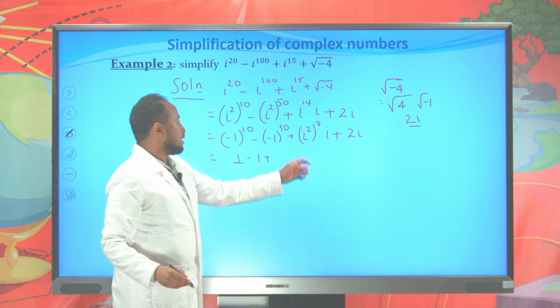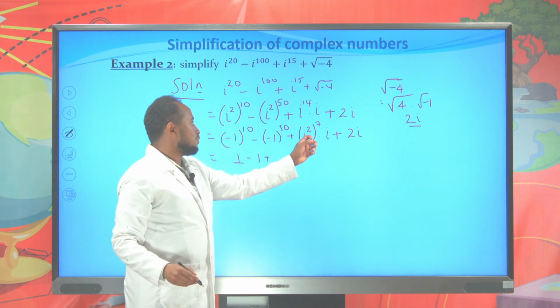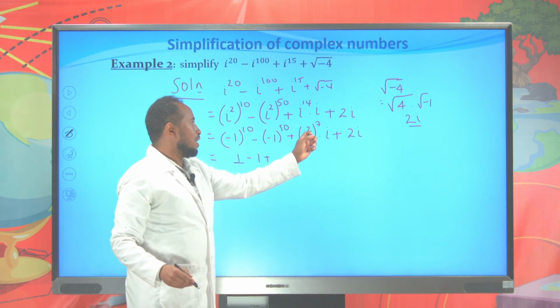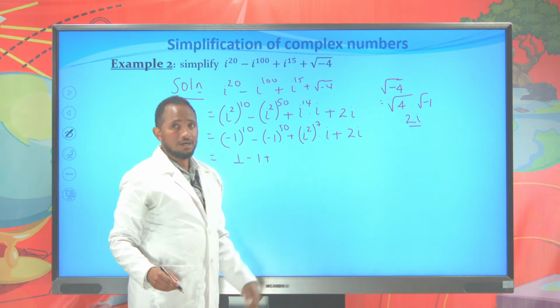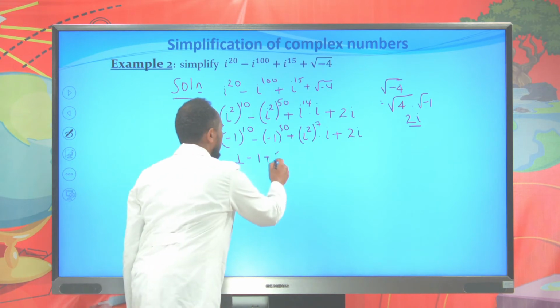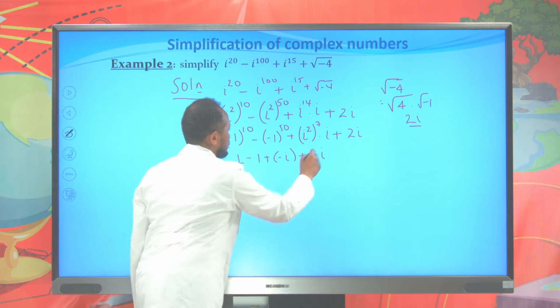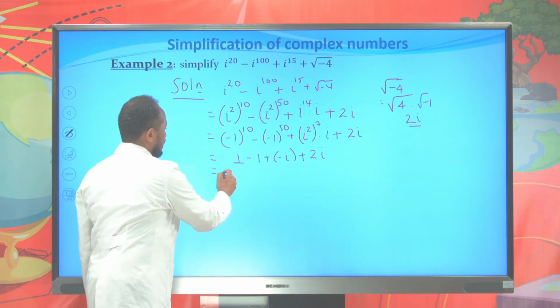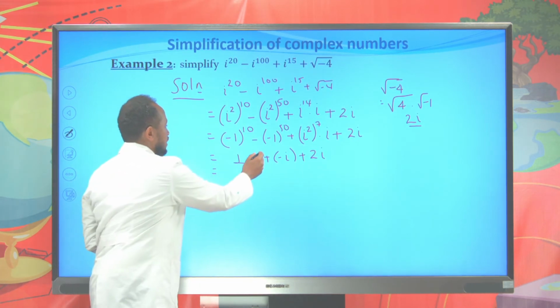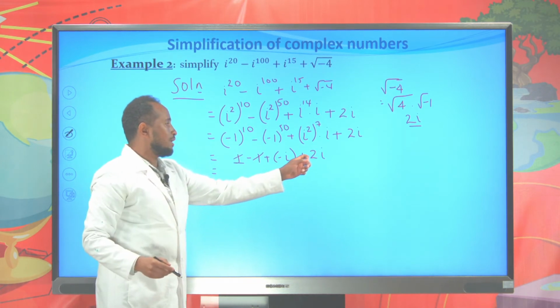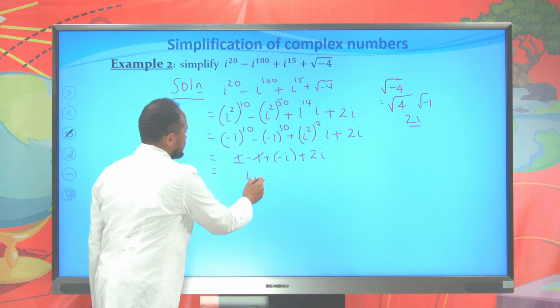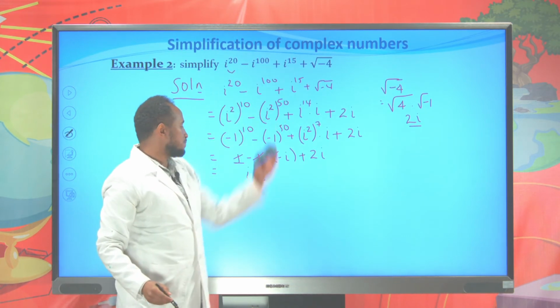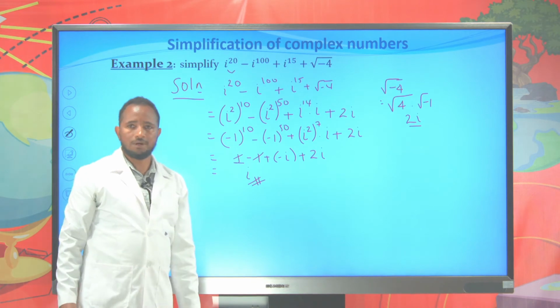plus I can take this one. This one is negative 1 to the power of 7, which is minus. Minus times i is minus i. Therefore, here I have minus i plus 2i. When you simplify this, these two cancel out, and negative i plus 2i is i. Therefore, the final answer, or the simplified form of this expression, is the imaginary number i.